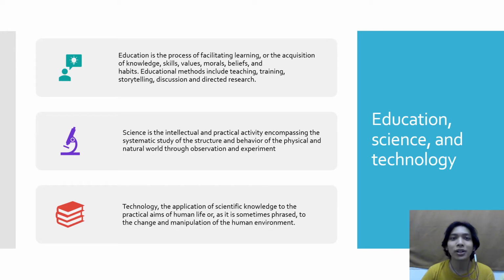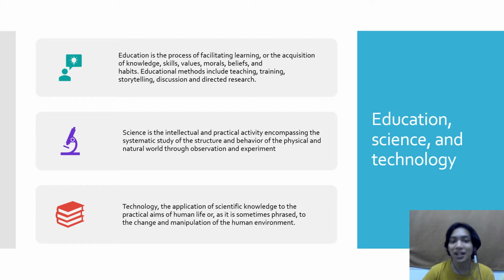First things first, we will talk about the definition of each of the terms. The first is education. Education is the process of facilitating learning or the acquisition of knowledge, skills, values, morals, beliefs, and habits. Educational methods include teaching, training, storytelling, discussion, and direct research. Then science. Science is the intellectual and practical activity encompassing the systematic study of the structure and behavior of the physical and natural world through observation and experiment.